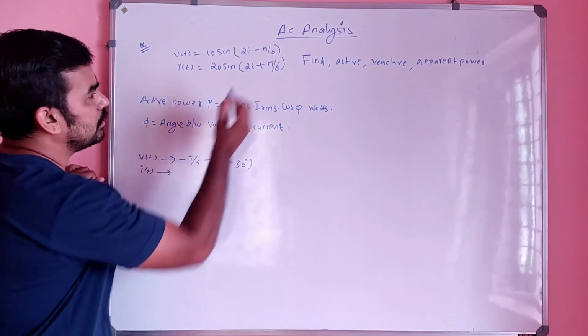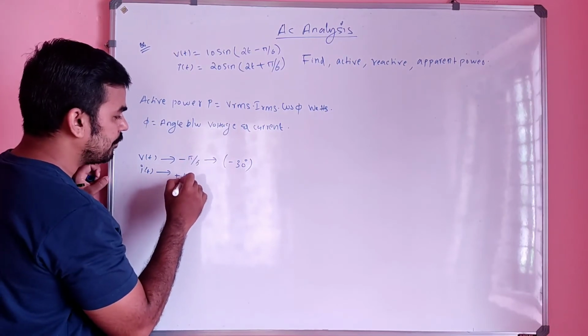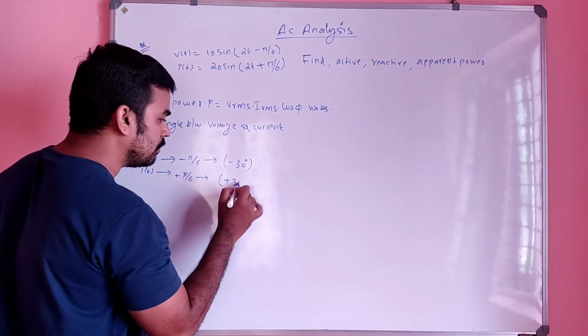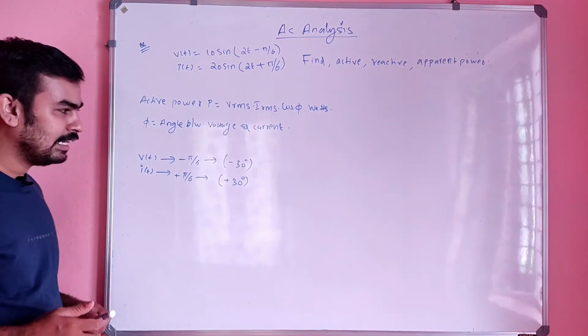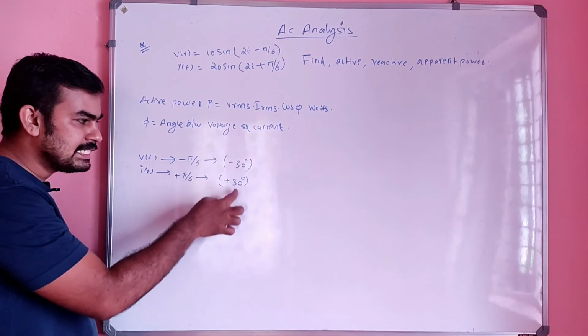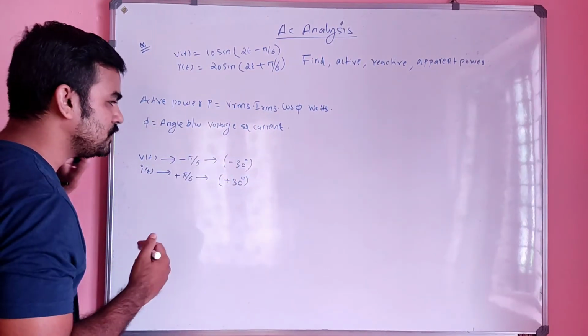I of t has plus pi by 6. Plus pi by 6 means plus 30 degrees, right? Is it correct? So what is the angle between these two? Minus 30 to plus 30. How much angle should you trace?